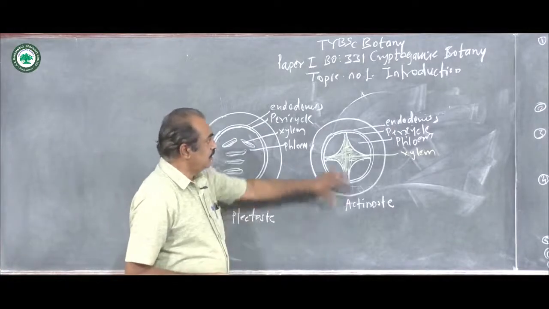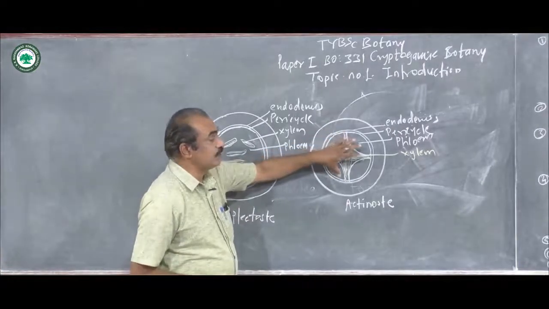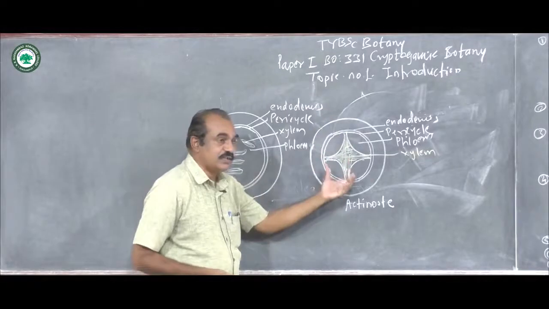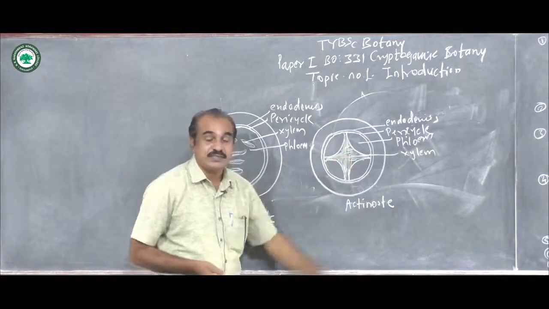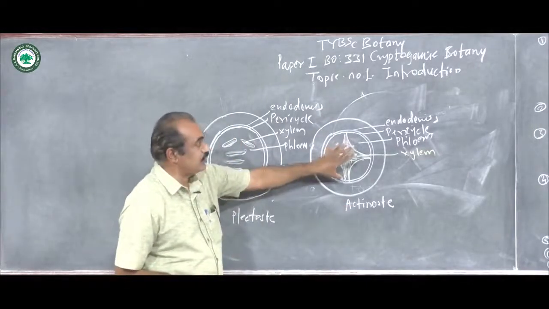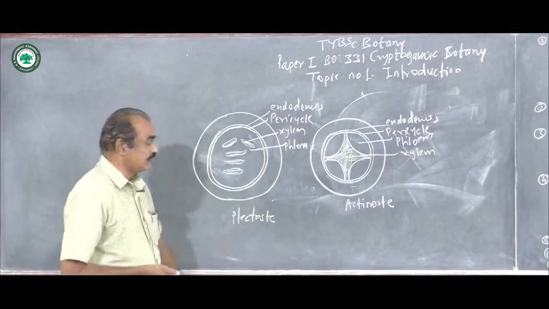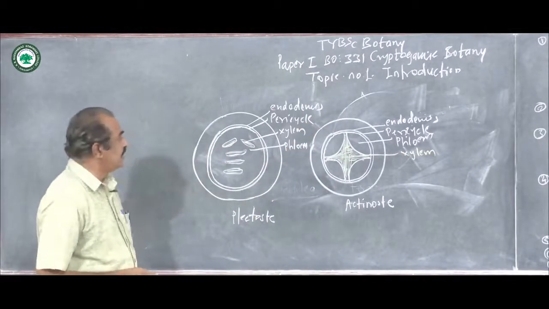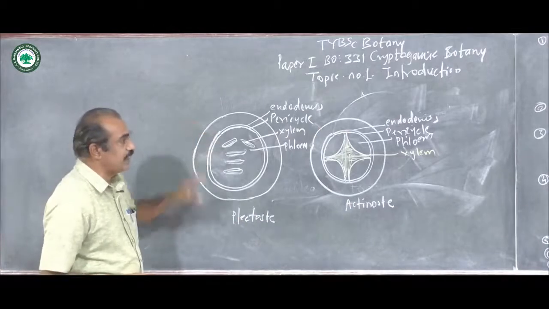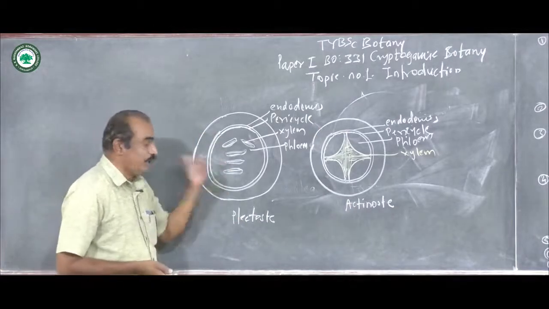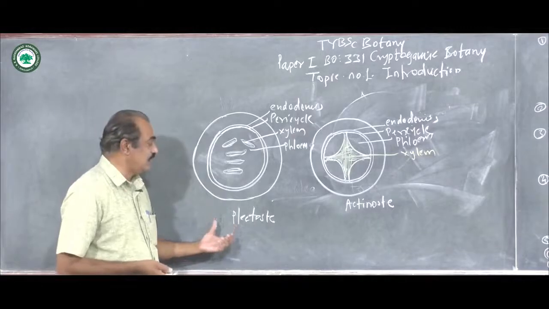Here at four corners there is the phloem, and this phloem encircles the xylem which is at the center. Such a type of vascular bundle or stele is called the actinostele. Now there is another type which is called the plectostele. Here there are fragments of xylem and they are covered by the phloem. Such a type of stele is called the plectostele.